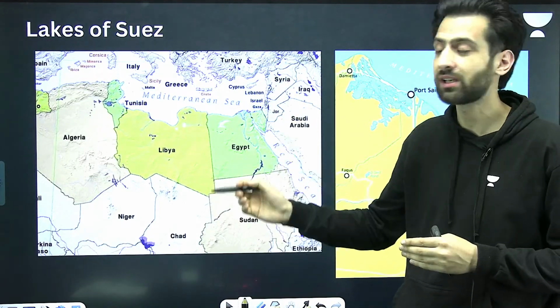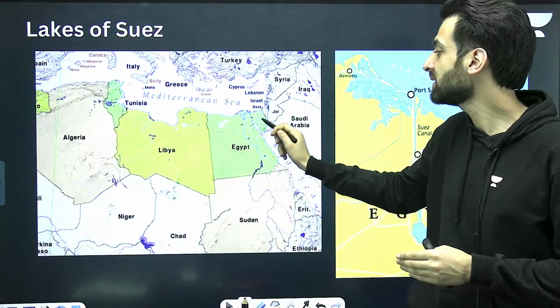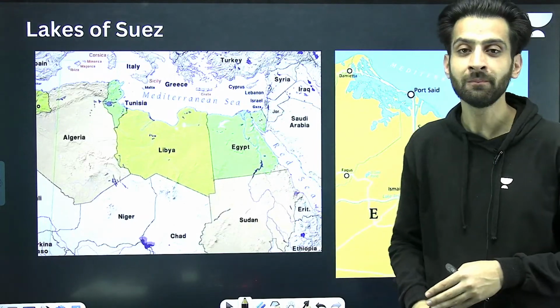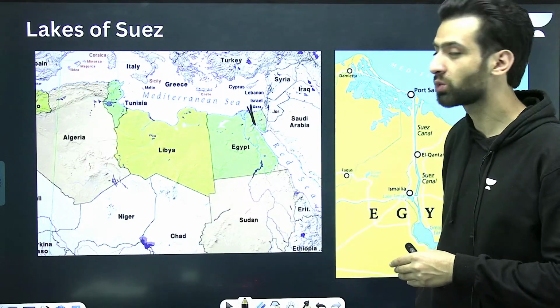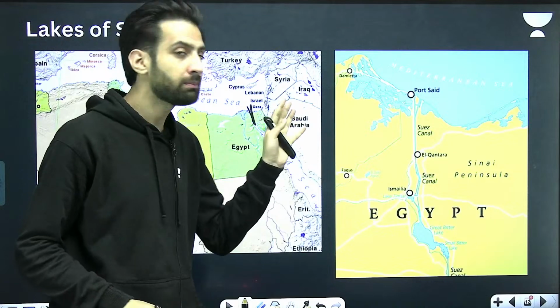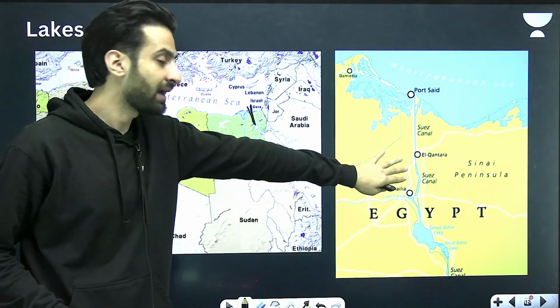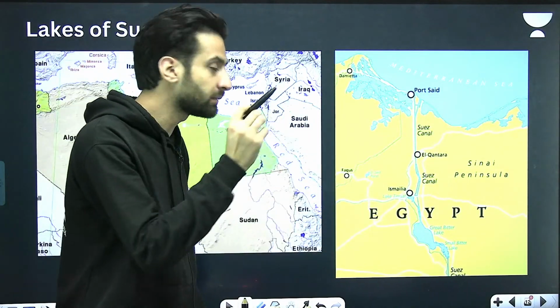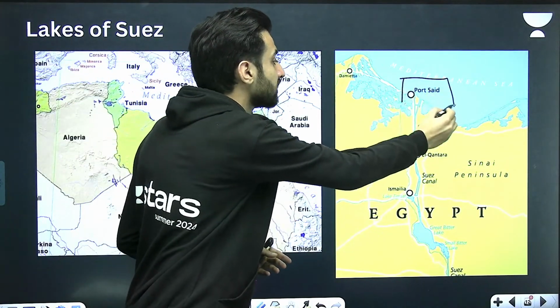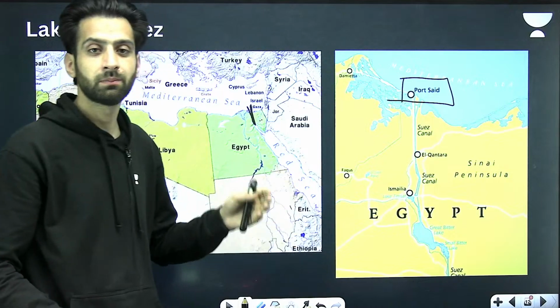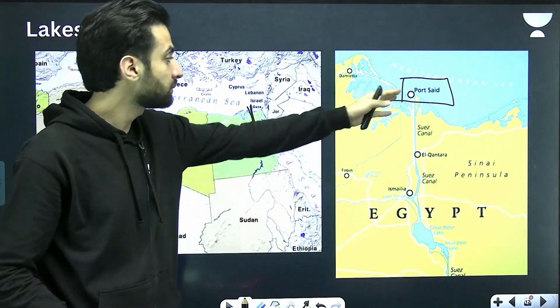That is why we're going to start with the lakes of Suez. This is the Suez Peninsula, and if we zoom in, this is the place from where the Suez Canal passes. This is located in Egypt. Suez is a part of Egypt. So if you look at this map right now, you will figure out there are some very important places. As you know about Port Said, this is already taught when we're teaching the political map. So this is Port Said.